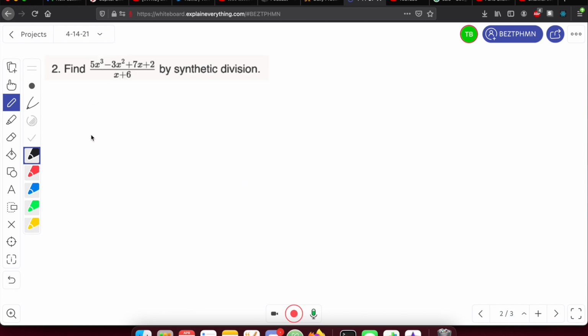Okay, moving on to question 2. Find (5x^3 - 3x^2 + 7x + 2) all divided by (x + 6) by synthetic division. Alright, so synthetic division is kind of a pain, but it can be useful in certain circumstances. For us to use this particular version of synthetic division, it's important that the coefficient on the denominator, right, this value right here, is 1.